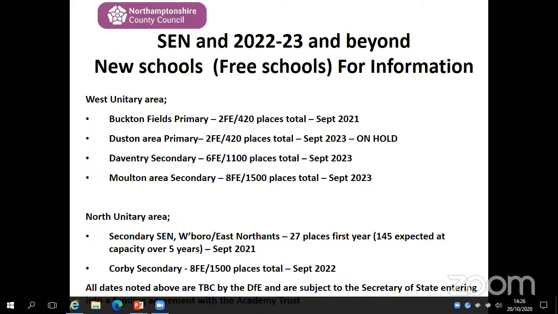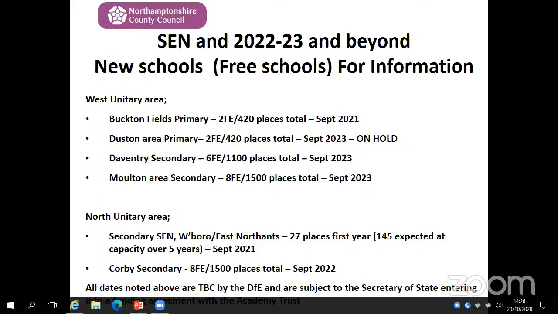And the best information we have at the current time from colleagues at the DFE is that both the Buckton Fields Primary School, which is just on the outskirts of Kingsthorpe in Northampton, will open in September, as will a new secondary SEN school that will open in Risdon. The new SEN school for Risdon will have a capacity of 145 by the time it's full, and will be offering 27 places to students with SEN in its first year of operation.